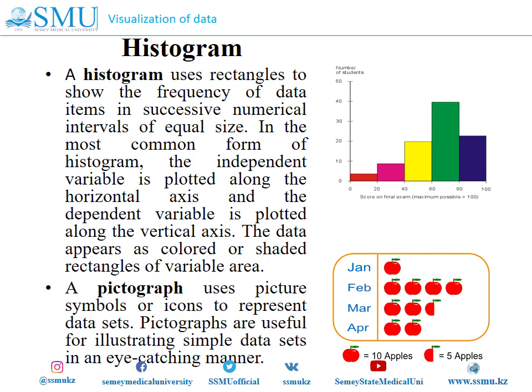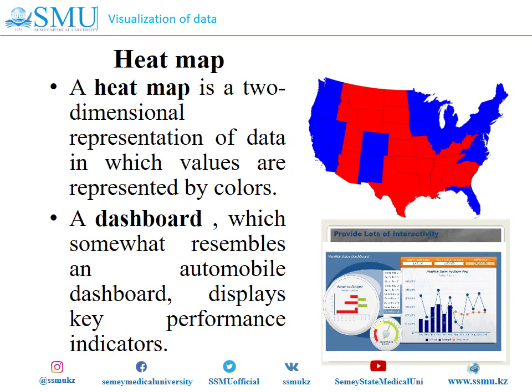A pictograph uses picture symbols or icons to represent data sets. Pictographs are useful for illustrating simple data sets in an eye-catching manner. Heat map. A heat map is a two-dimensional representation of data in which values are represented by colors. A dashboard, which somewhat resembles an automobile dashboard, displays key performance indicators.